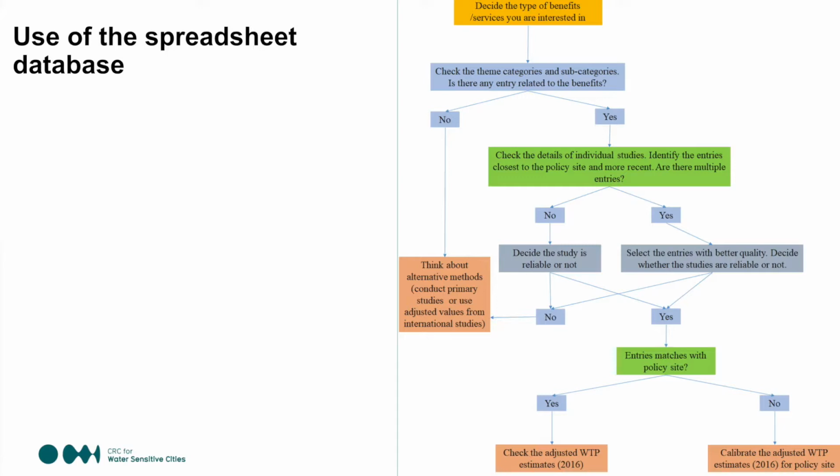Check the details of the studies, check the quality of the studies, and then we have also provided willingness to pay estimates adjusted to 2016 if they are relevant. But if the policy side and the study side are not closely matching, then you have to calibrate these willingness to pay estimates based on your own conditions.